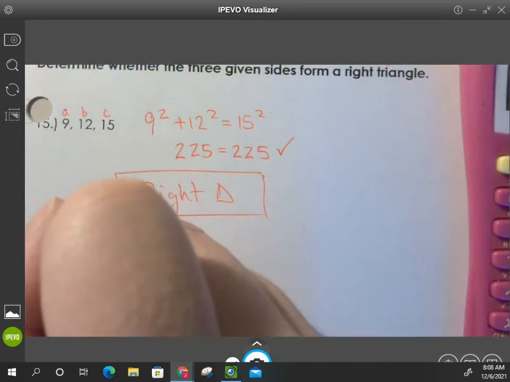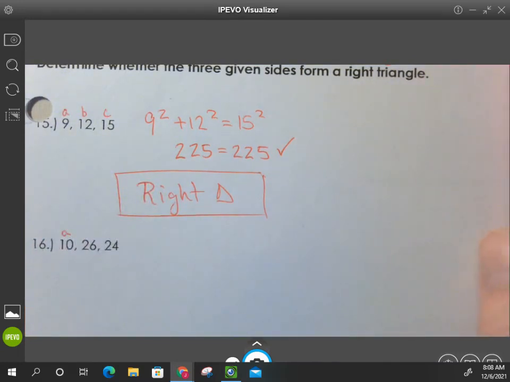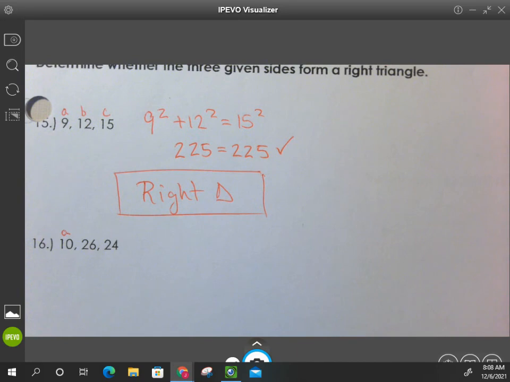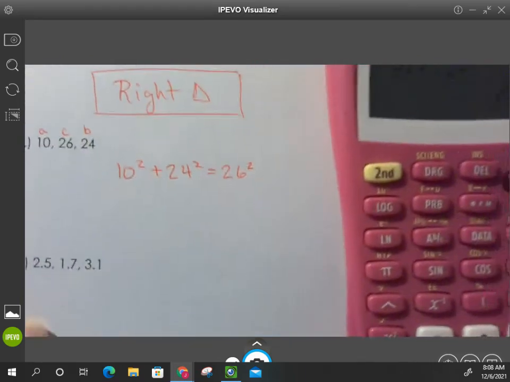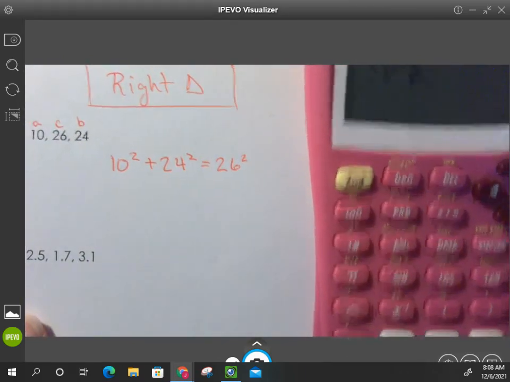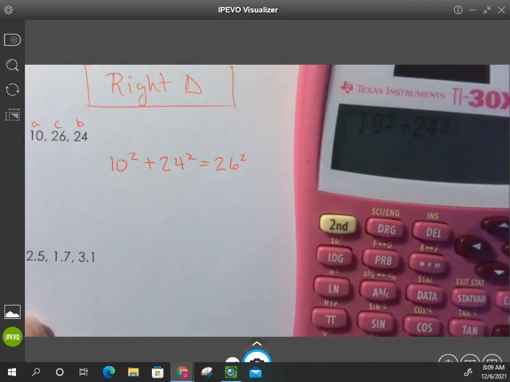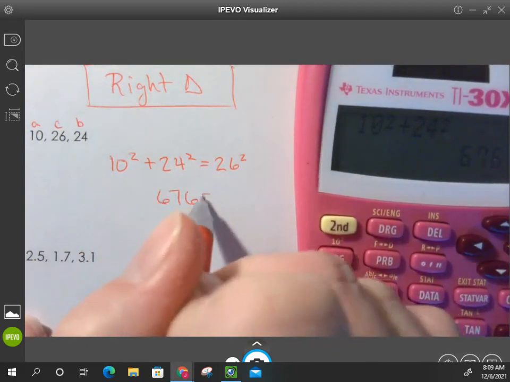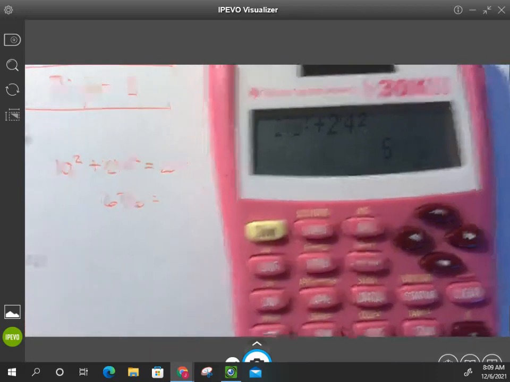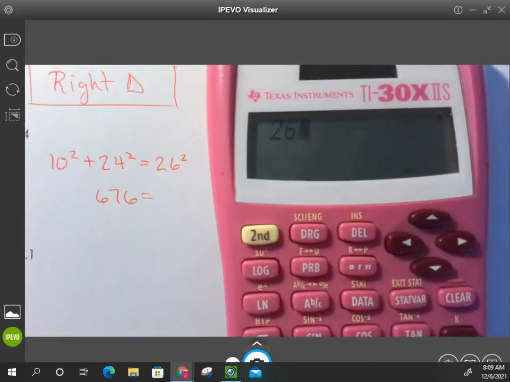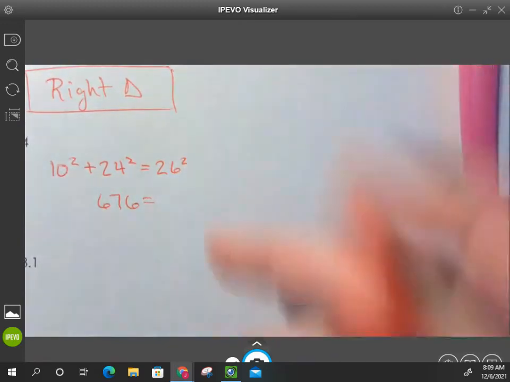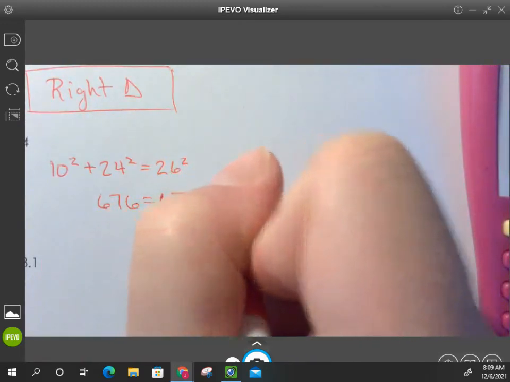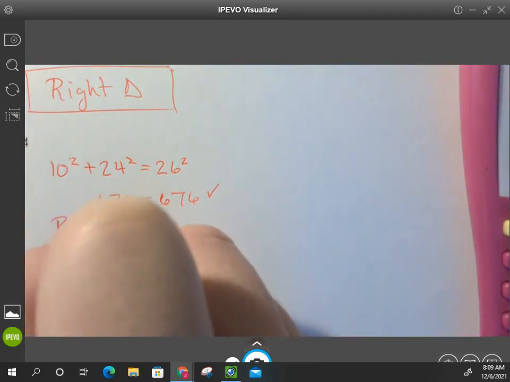Okay, I'm going to call A 10. What should 26 be, B or C? It should be C, and then 24 is B. So fix the order. 10 squared plus 24 squared is 26 squared. All right, I'm just going to type this in my calculator. 10 squared plus 24 squared. That gives me 676. Okay, so all I have to do now is type in 26 squared. And it gives me 676. So another right triangle.